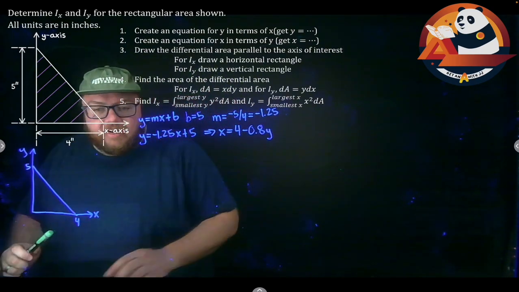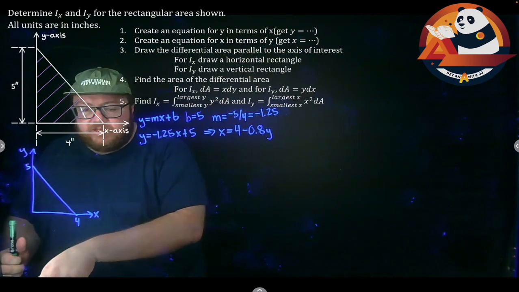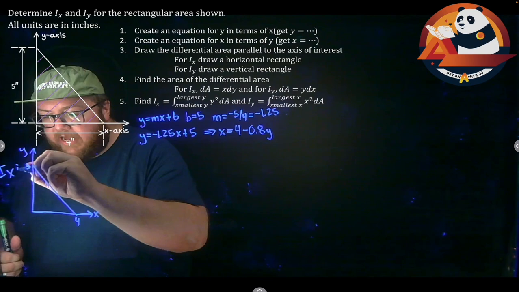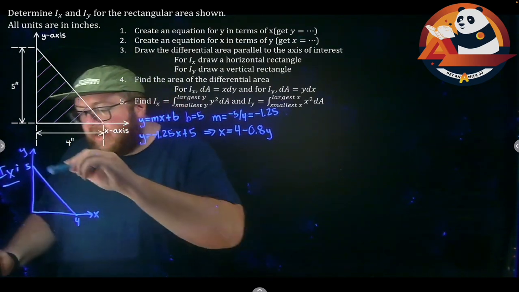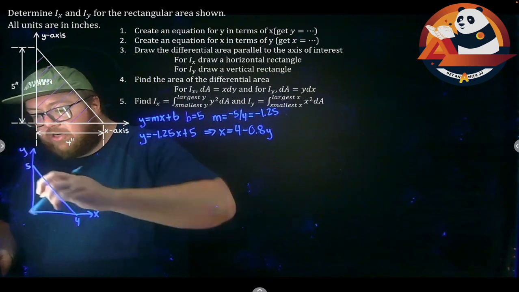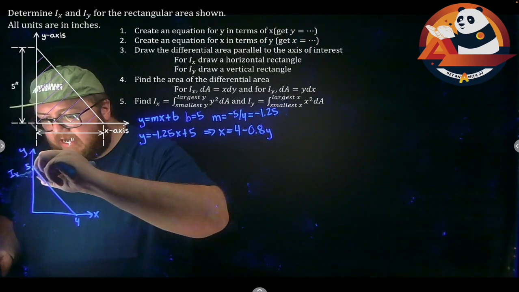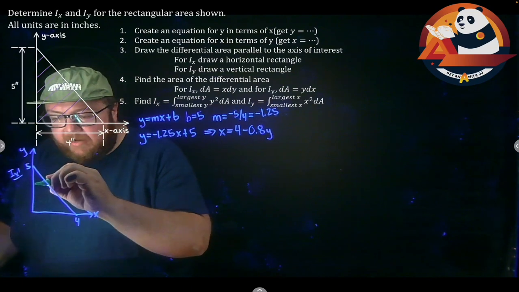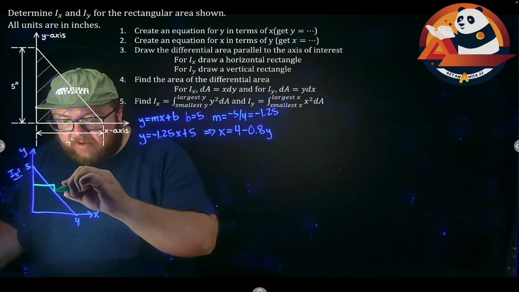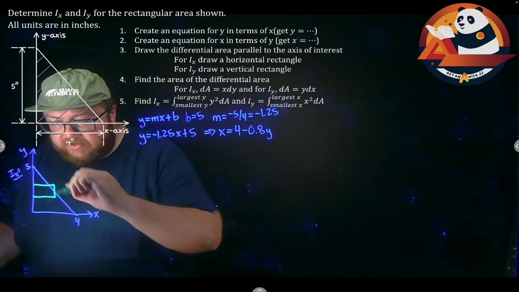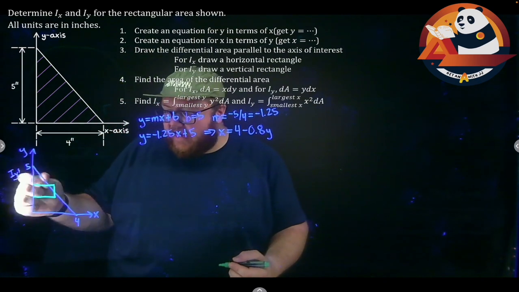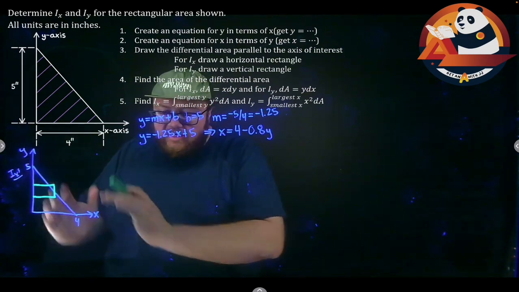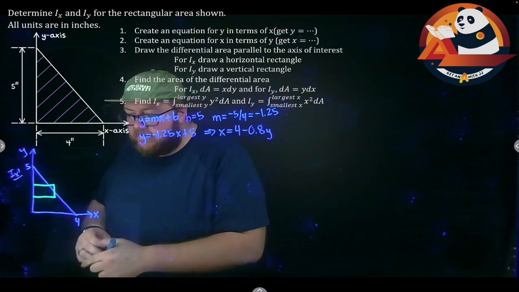I want to add in a differential area that goes parallel to our axis of interest. So if we're going to tackle Ix, parallel to my axis of interest should be horizontal. We'll come in and put this piece in here. So I'm going to show this just in general, somewhere in the middle of my object. I have a differential strip that looks like that, starting at the y-axis, to cover just the object of interest, our triangle here.